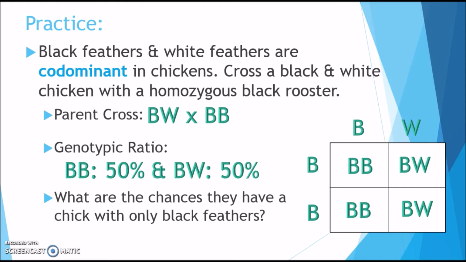The second question asks, what are the chances they have a chick with only black feathers? So I have to interpret those genotypes. Black can only be represented by 2 dominant alleles that are both the same and black, so that would be 50%.